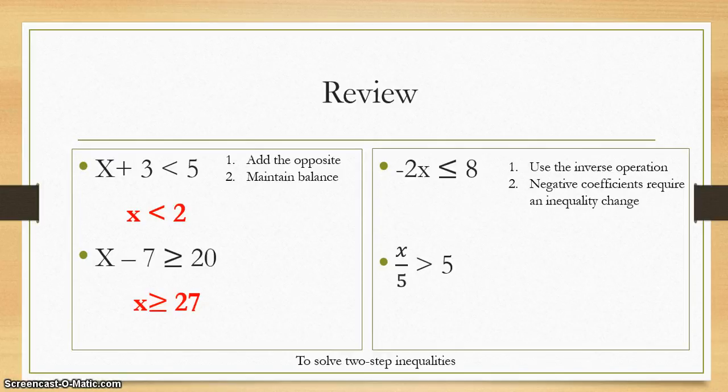On the right-hand side, negative 2x less than or equal to 8 has a negative coefficient of 2, which requires the inequality change, so the answer is x greater than or equal to negative 4. x divided by 5 greater than 5: x is greater than 25.